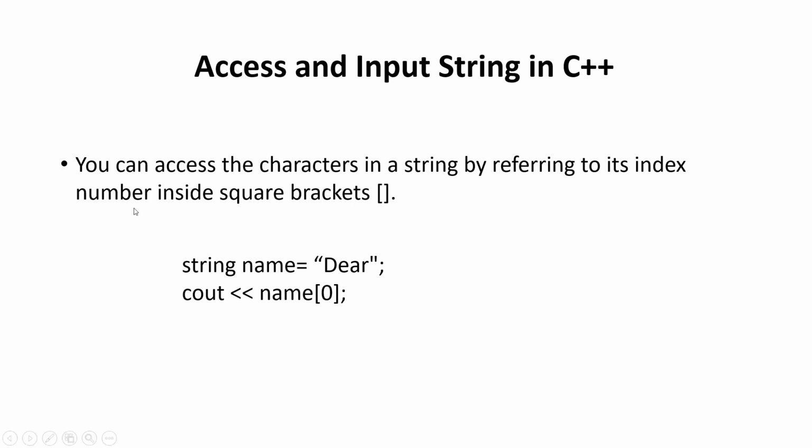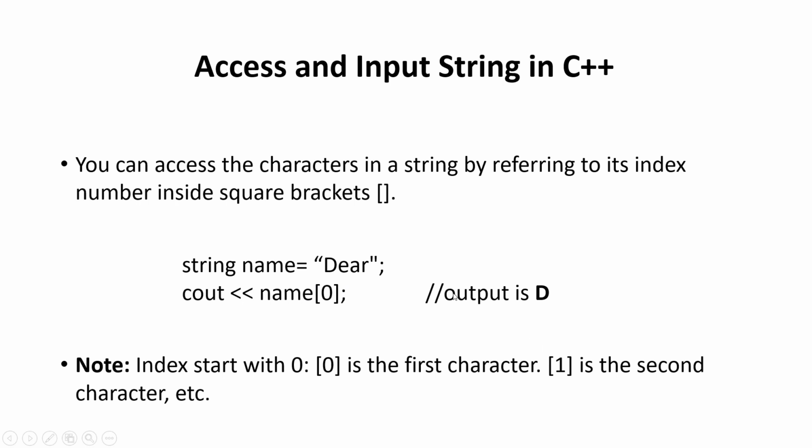So if I write cout name and inside the square brackets I write 0, it will print the d, and if I write 1 in the square brackets, it will access the e, and here the output is d. Index always starts with 0. 0 is the first character and 1 is the second character.